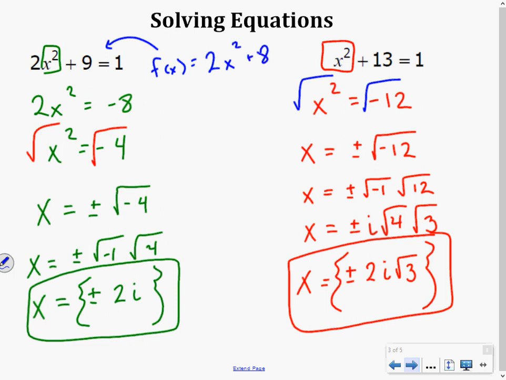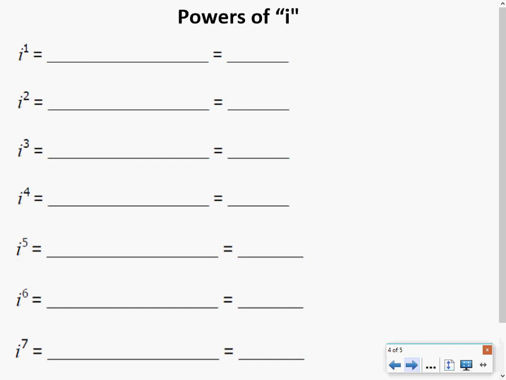If I were to graph that, you're going to see it just floating somewhere above or below the x-axis. It's not going to actually be touching. So that's what we're looking at here. There's still imaginary solutions, but you're not going to actually see a 0 or an x-intercept on the graph of that corresponding function.